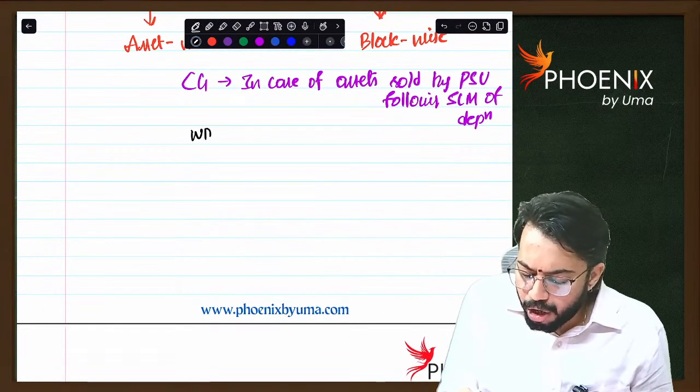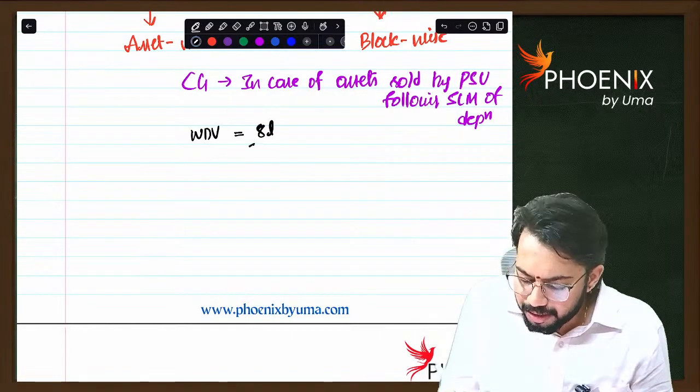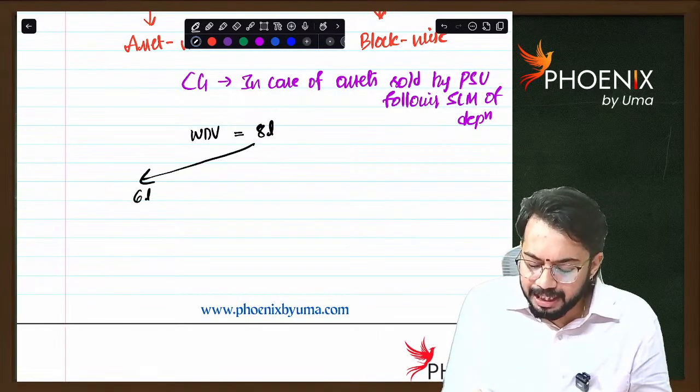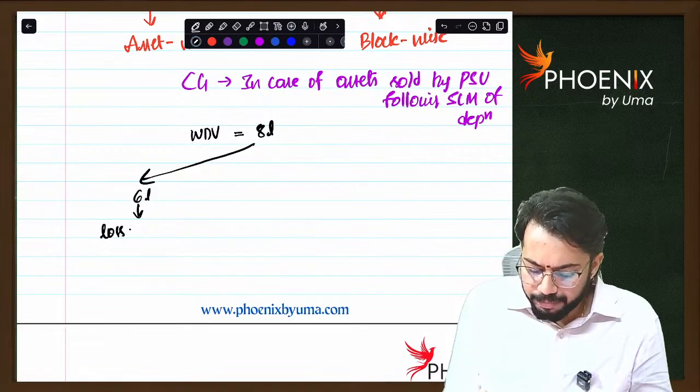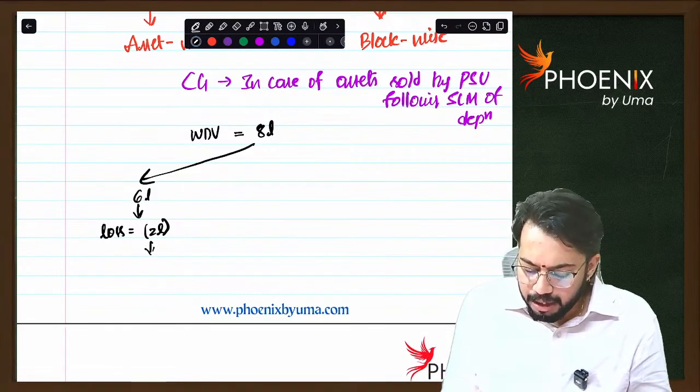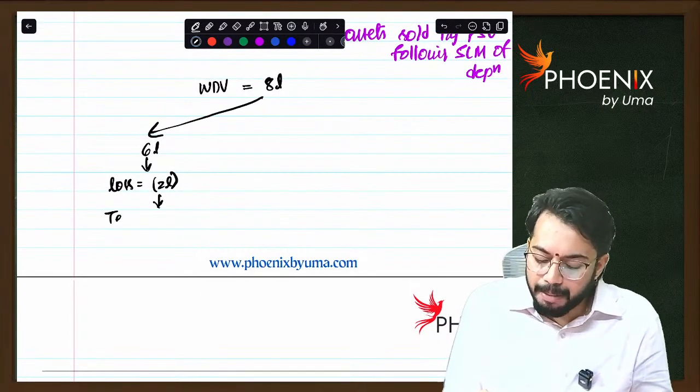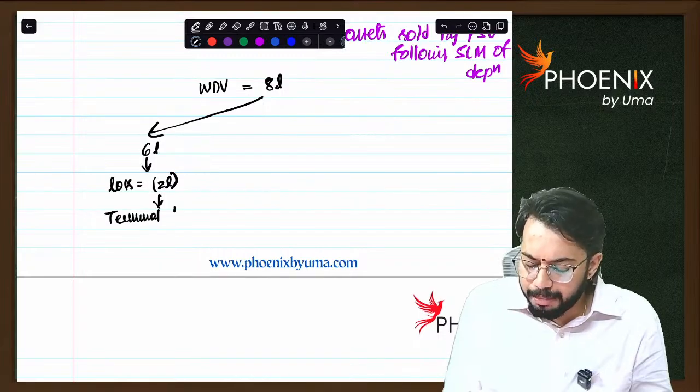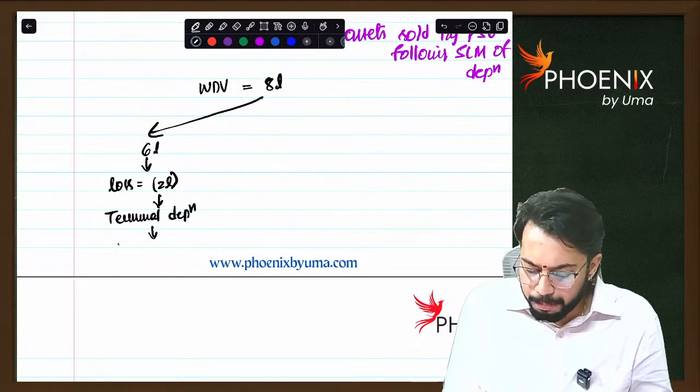Let's say written down value of asset is 8 lakhs. This asset is sold for 6 lakhs. There is loss now. Loss of 2 lakhs is there. This loss of 2 lakhs is called terminal depreciation, and this terminal depreciation will be debited to P&L account.